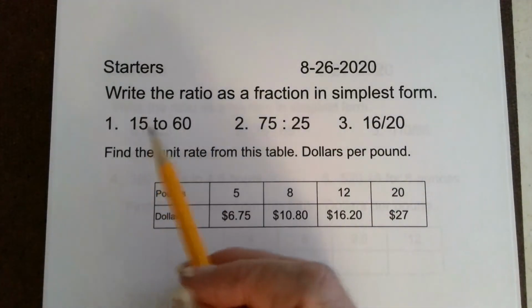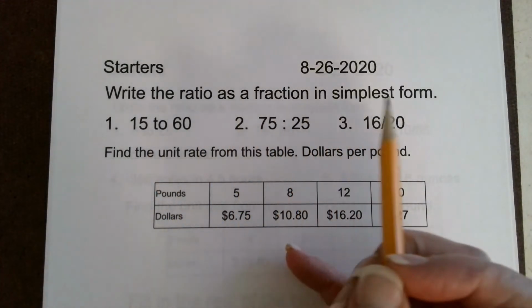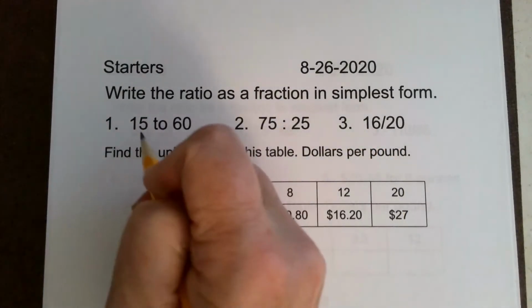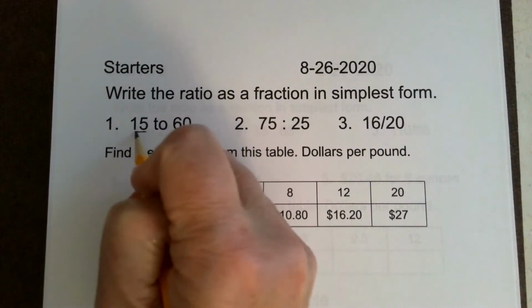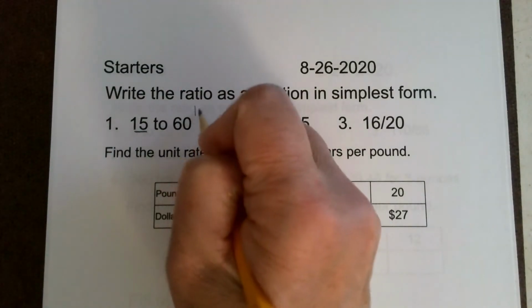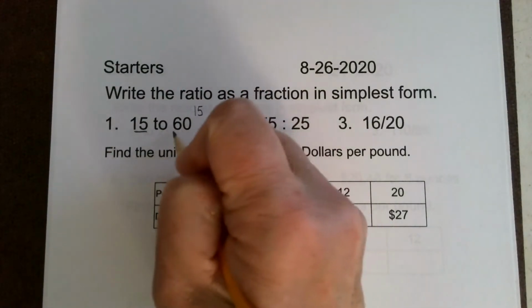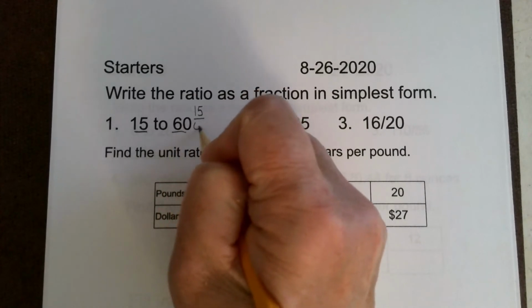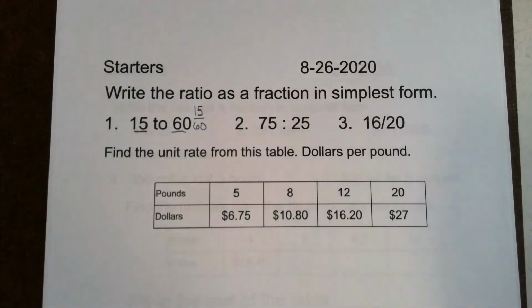So when we're writing the ratio as a fraction in simplest form, the first thing that you have to remember is whatever number comes first in your ratio is going to be your numerator. And then the denominator is whatever is coming second. And then we are looking for what we can divide both 15 and 60 by.